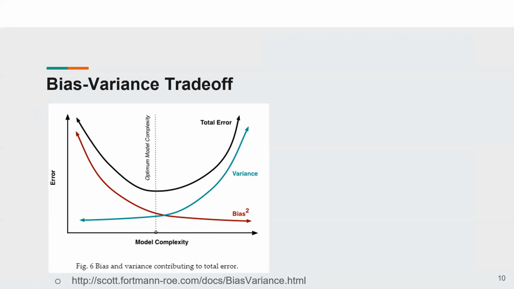Okay, this concludes our discussion on polynomial regression and the bias and variance trade-off. Thank you.